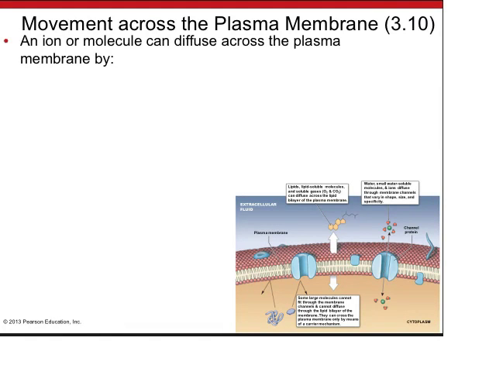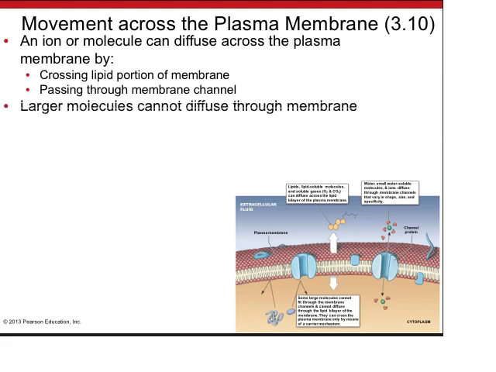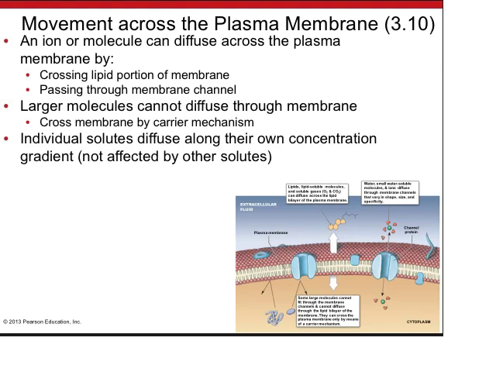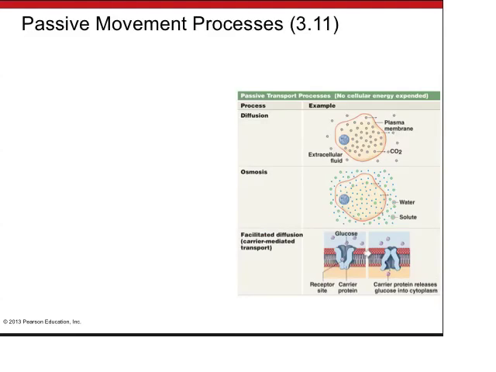An ion or molecule can diffuse across a plasma membrane by crossing the lipid portion of the membrane or passing through a membrane channel, like a tunnel or a gated opening. Larger molecules can't diffuse through the membrane. They cross the membrane using a carrier. Individual solutes diffuse along their own concentration gradient and are not affected by the movement of other solutes. The plasma membrane in living cells is freely permeable to water. Diffusion of water is called osmosis.